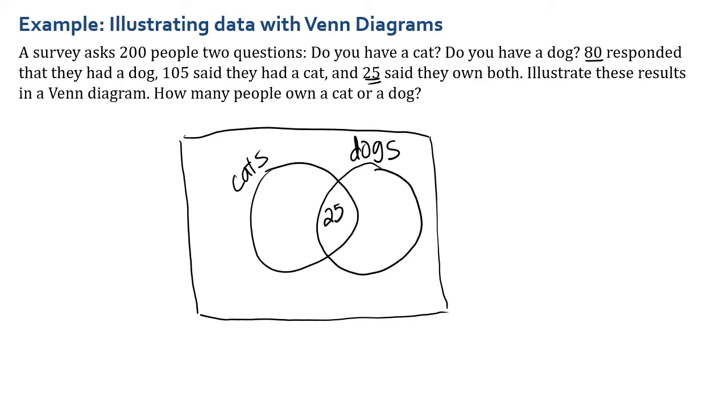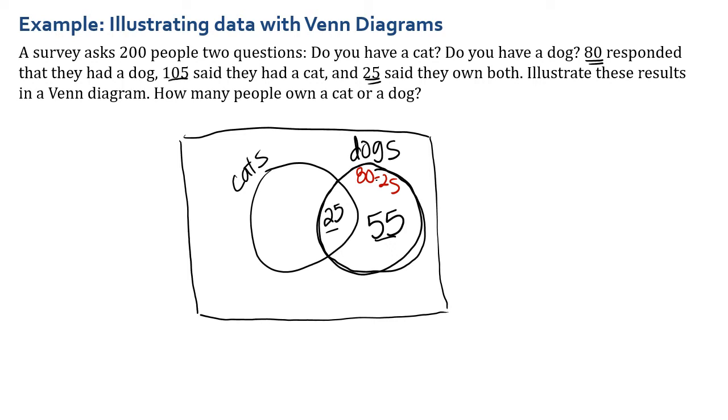Now, 80 responded that they had a dog. Not that they only had a dog, but just that they had a dog. So that means the entire dog circle should add up to 80. I've already taken care of 25 of them. Let me actually do this in a different color. So we're going to do 80 minus 25. That leaves us with 55 people that only own a dog. So again, when I add up these pieces, I get 80 people in total that responded that they have a dog.